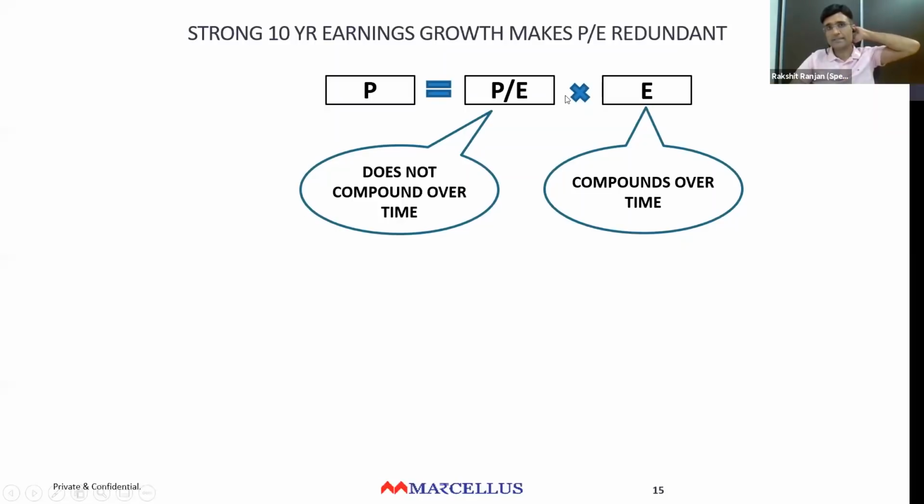So this is an equation which is non-debatable, right? Price is a product of price to earnings multiple and earnings at any point of time. And one of the two factors, which is the PE multiple, does not compound. The second factor can compound, provided you pick up a good quality company. The PE multiple largely oscillates, right? It doubles or halves, etc., across the cycle. Whereas the earnings can compound.